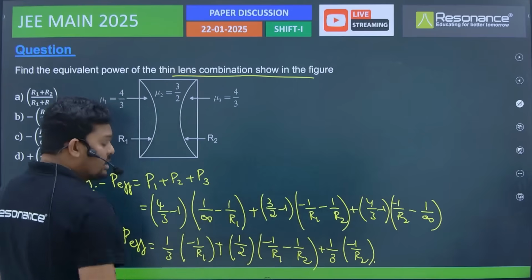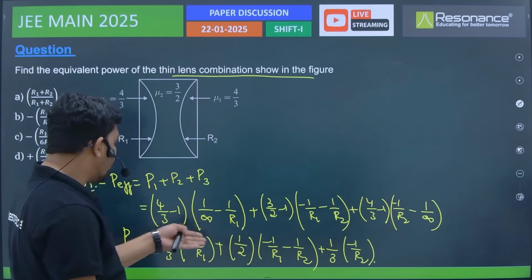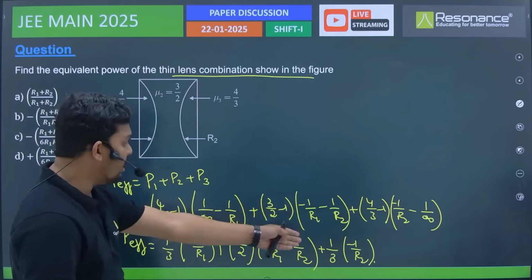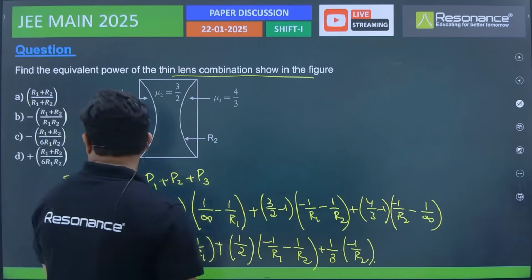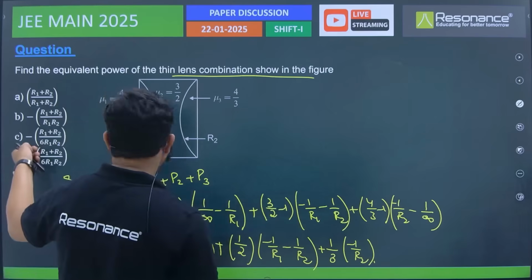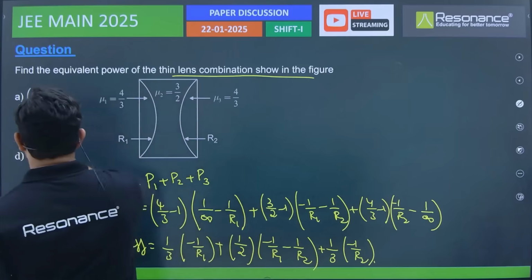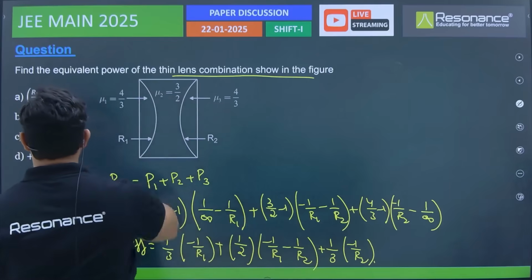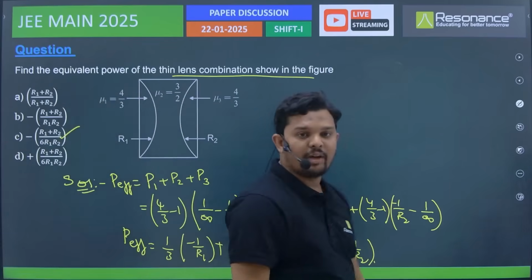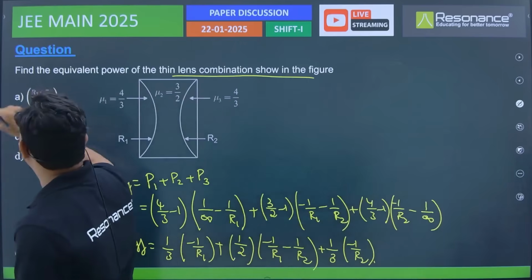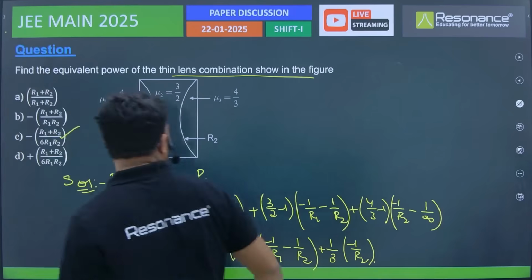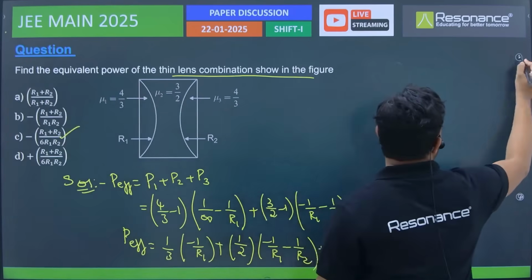If you simplify minus 1 by 3 R1 and minus 1 by 2 R1, if you take the LCM, it's going to be what? Minus of 1 by 6 R1. Similarly, in the R2 also you will get minus 1 by 6 R2. So therefore, if you simplify by the 6, you are going to get the third option after simplification. So you will get the third option in this case. So this will be your final result. Now let's go for the next question. Okay. Let's go for the next question.